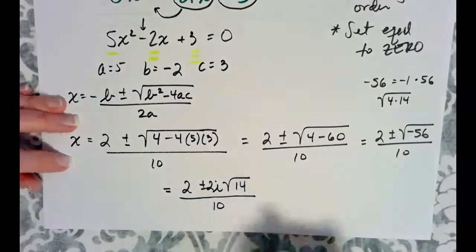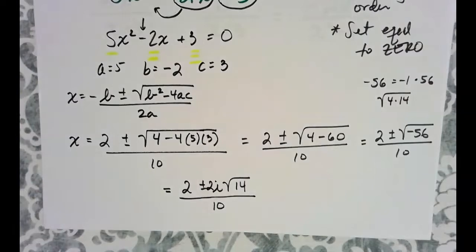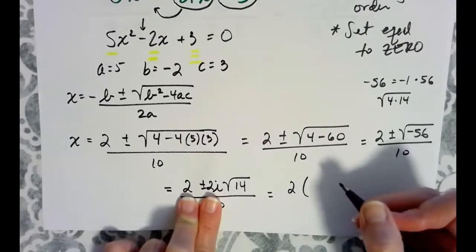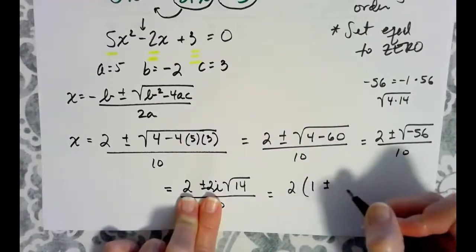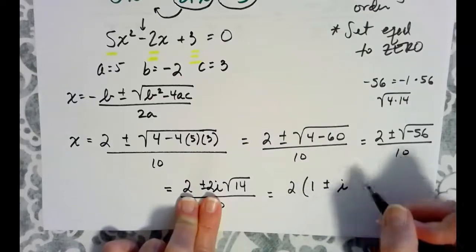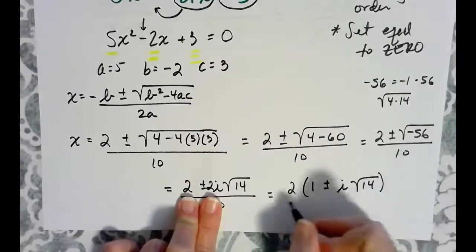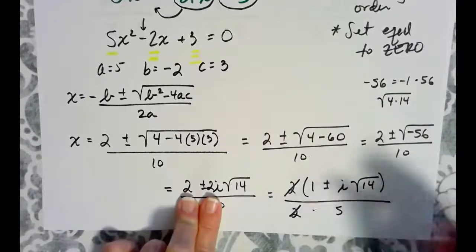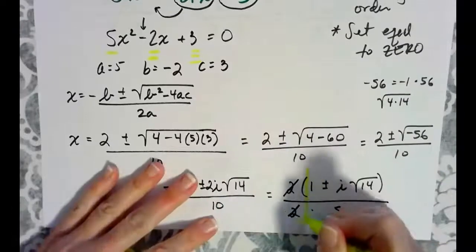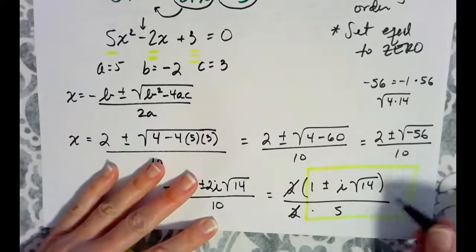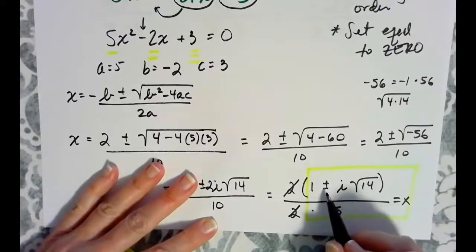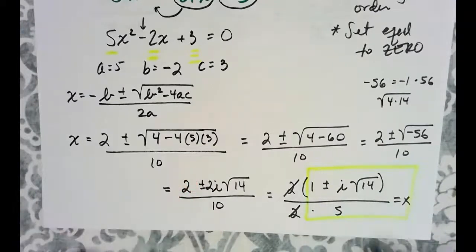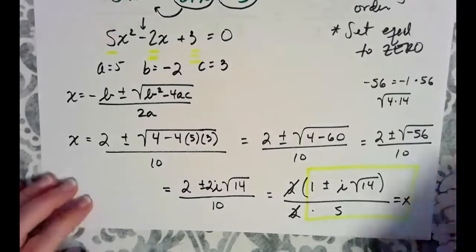Everything is over 10. So once again, just like on the last one, we're going to factor the top. We have a common factor of 2. Take it out. 2 divided by 2 is 1. 2i divided by 2 is 1i. And then root 14 over 10, which is 2 times 5. The 2's cancel. So x equals 1 plus or minus i root 14 all over 5. 2 imaginary roots.